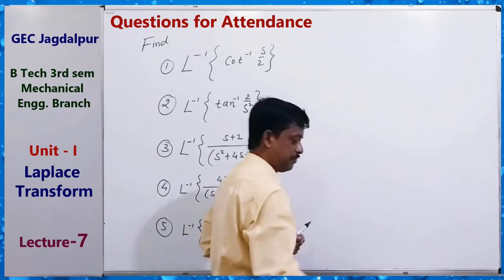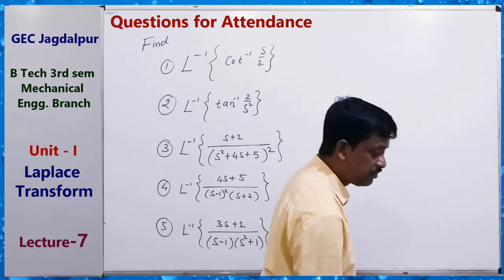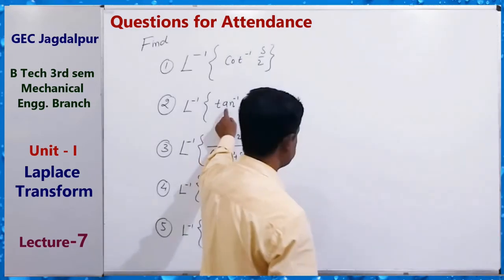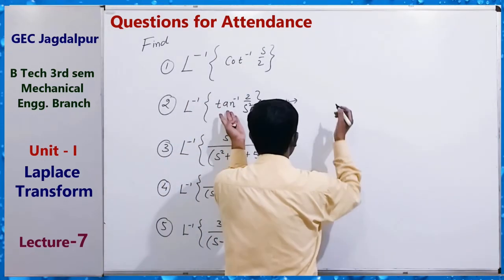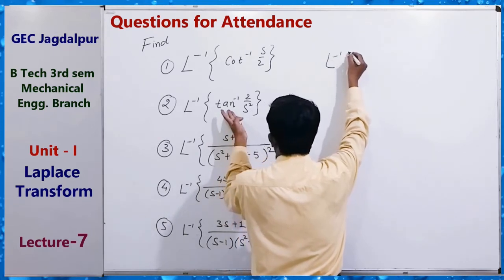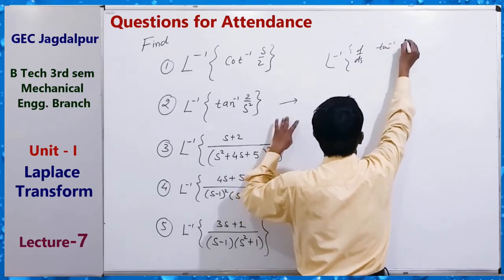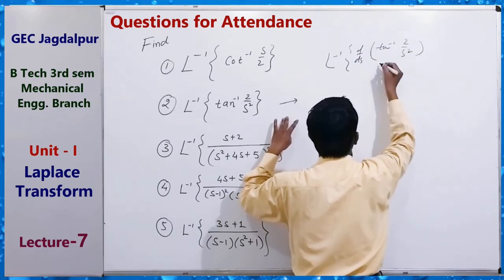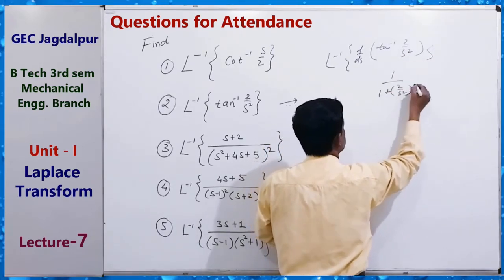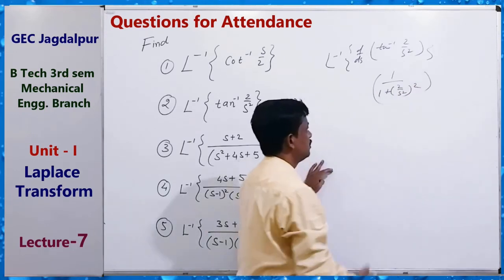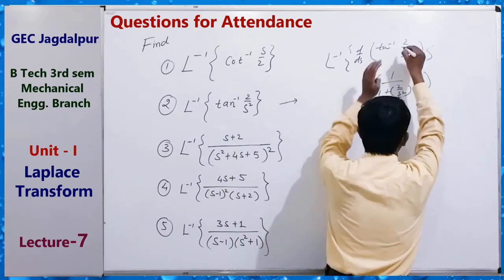Now the second question, tan inverse 2 by s square. Very important question, note it down. It can also be differentiated, just like L inverse of dy by ds of tan inverse 2 by s square. So what will be the derivative? 1 upon 1 plus 2 by s square, and also the differentiation of 2 by s square. What does that mean?